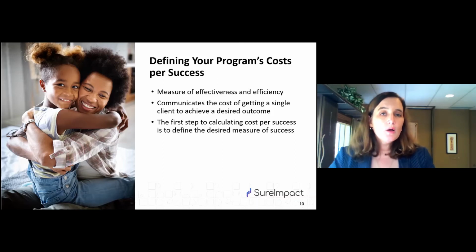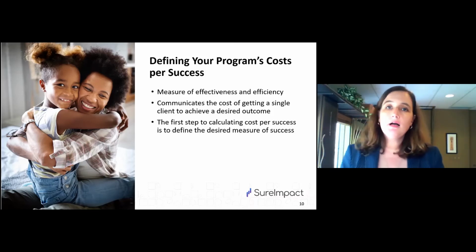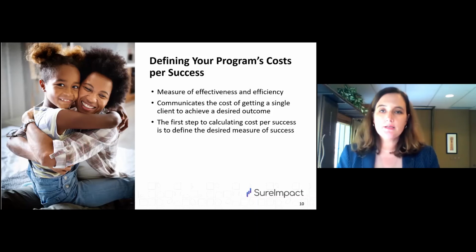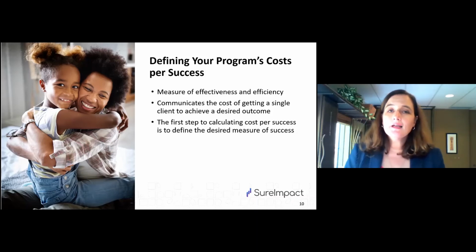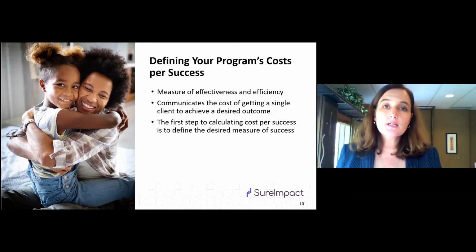They know what, great, $2,000 gets me one successful family. Okay, I want to do that. Here's my check. Here's my $2,000 check. And another great thing about cost per success is that you can measure that over time.